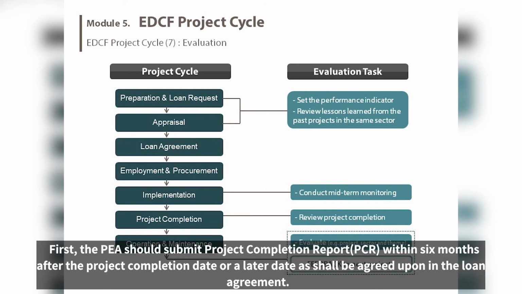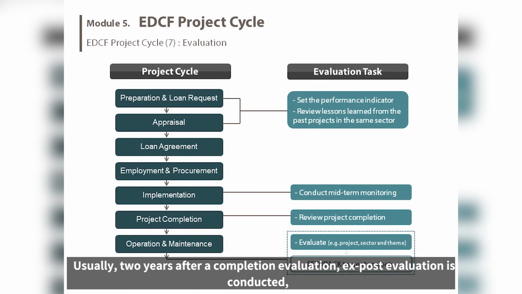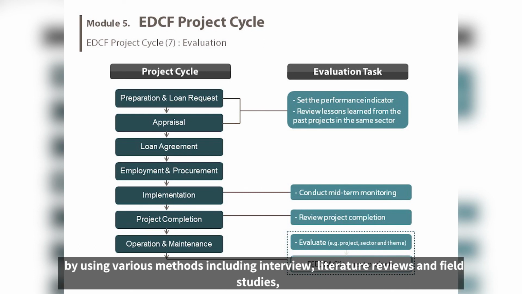First, the PEA should submit the Project Completion Report, which is PCR, within 6 months after the project completion date or a later date as shall be agreed upon in the loan agreement. EDCF subsequently checks and evaluates its adequacy and conducts an ex-post evaluation, usually 2 years after completion. Ex-post evaluation is conducted by using various methods, including interviews, literature reviews, and field studies.